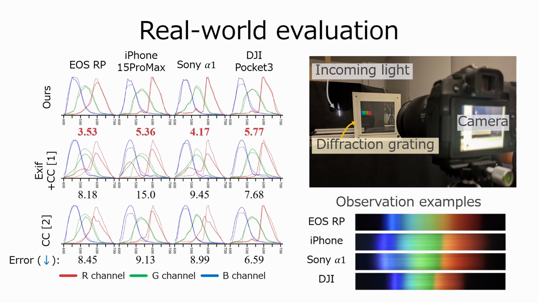This shows the results of spectral sensitivity estimation in a real-world environment. We plot the estimated sensitivity alongside the ground truth and also display the error rates for each estimation. A comparison includes two baselines, a method using a color checker, and a learning-based approach that leverages camera data. Overall, our method demonstrates better performance compared to existing approaches.